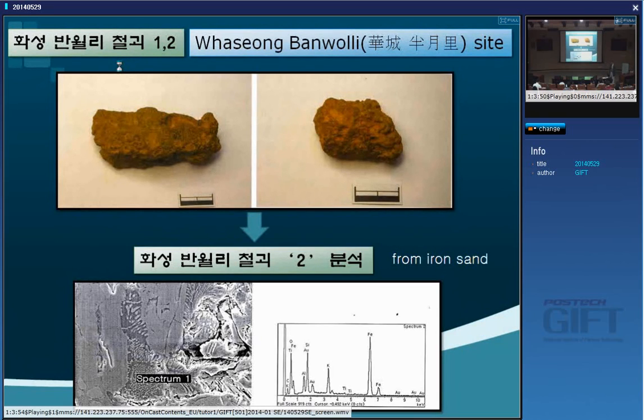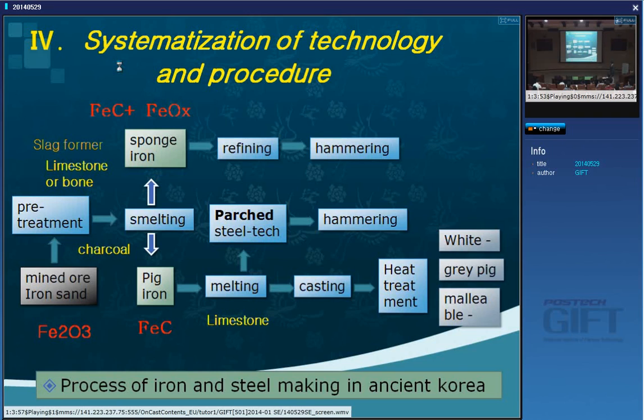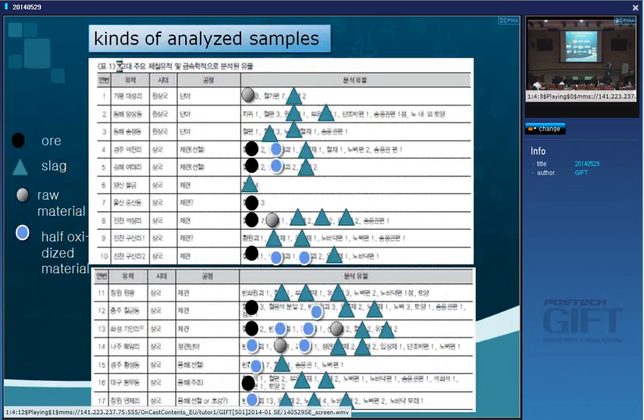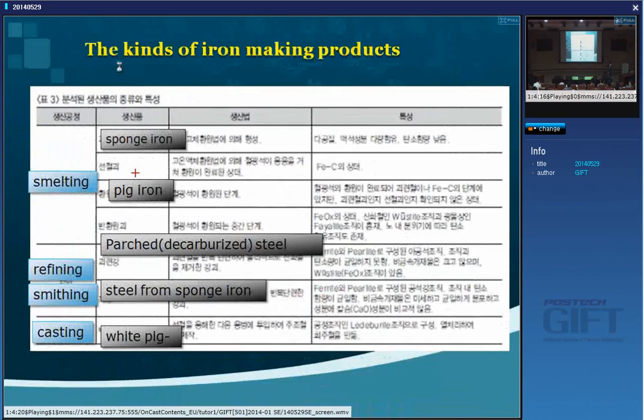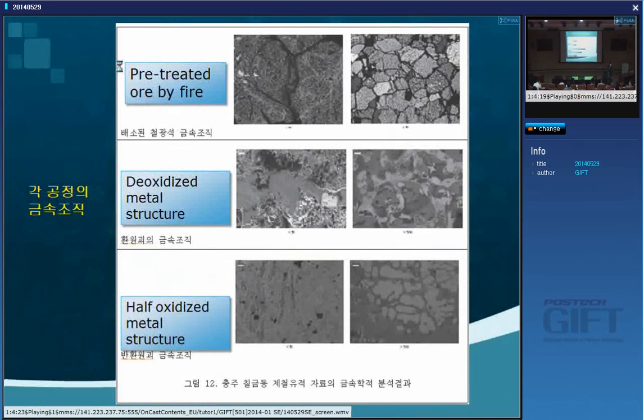Formerly, I explained this: systematization of technology and procedure. I already explained almost all the detailed technology. Ore, slag, raw material, and half-oxidized material were analyzed mainly by me. And this is the metallographic structure of pre-treated ore. We distinguish products. This is deoxidized metal structure and half-deoxidized metal structure.